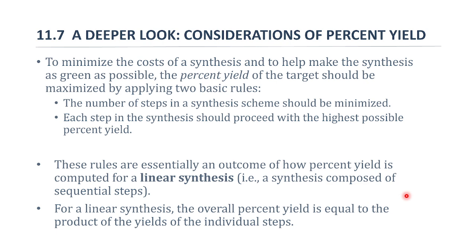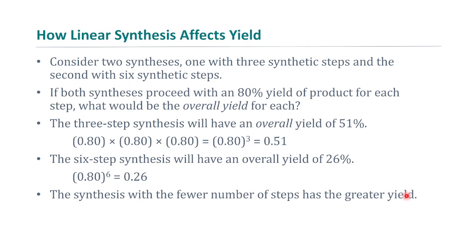The synthesis is composed of sequential steps, and so you would have percent yield that would compound over the series of those sequential steps. So again, in a linear synthesis, the overall percent yield is going to be equal to the product of the yields of the individual steps. You would take each percent yield, 90% let's say, and then 85%, and multiply those together, and that would give you your overall for those two steps. And then if you have a third step, you'd multiply that into those, and that would give you the overall for the three steps, and so on, and so on.